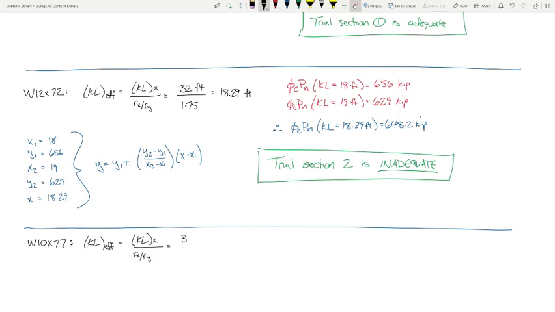So again, 32 feet divided by, what was the ratio for this one? 1.73. What do we get for that? 18.5. 18.5. That's a nice value for interpolation, right? Because we can just average them, right? But let's see what we get.